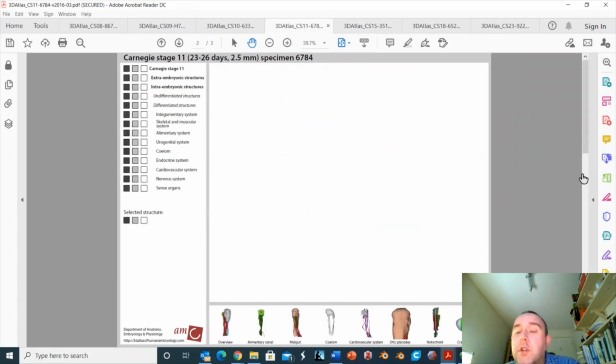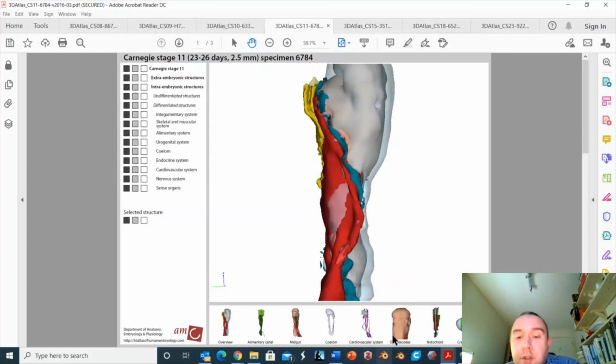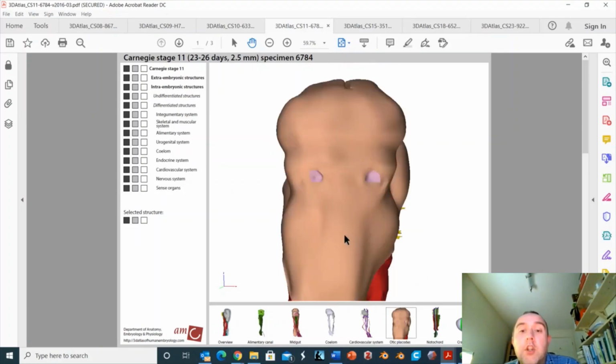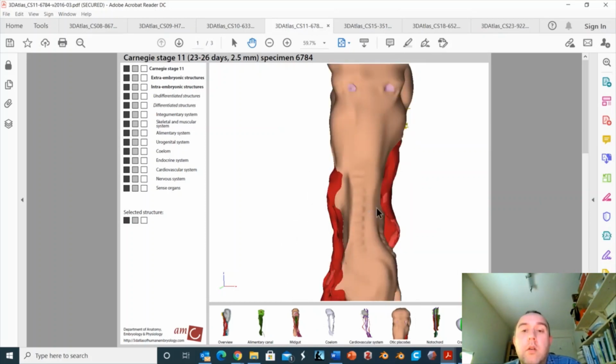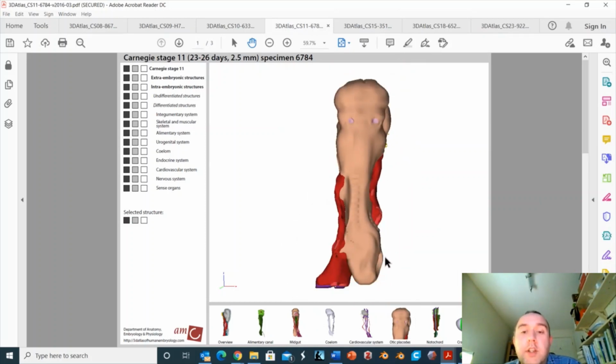Excuse me, I just accidentally pressed the wrong button there. Okay, so I'll just restore the view.